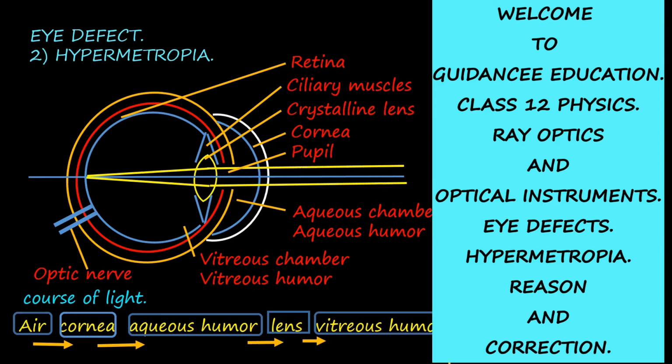In this video, we are continuing eye defects. We will be doing the second eye defect, namely hypermetropia or long sight. I have shown here a cross-sectional view of the human eye showing the various parts. I have discussed these parts in detail in my previous video.